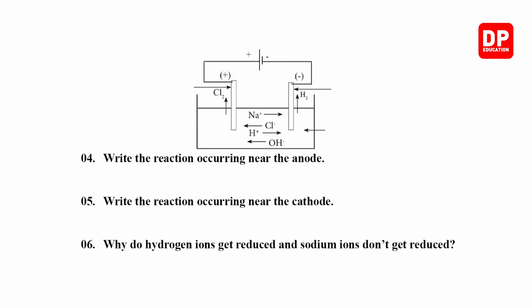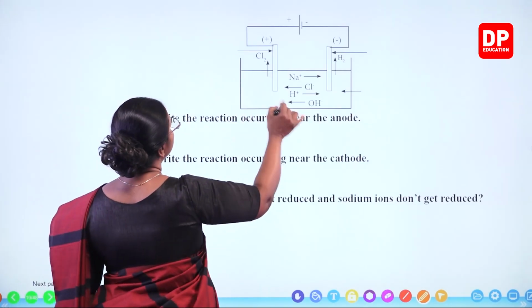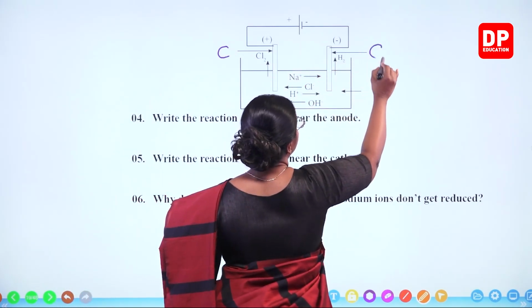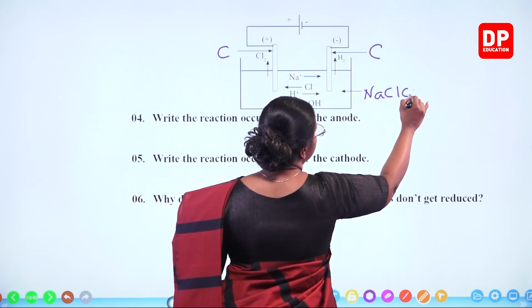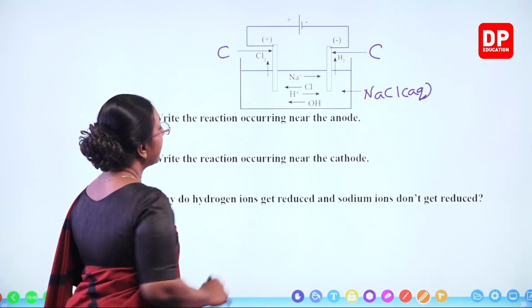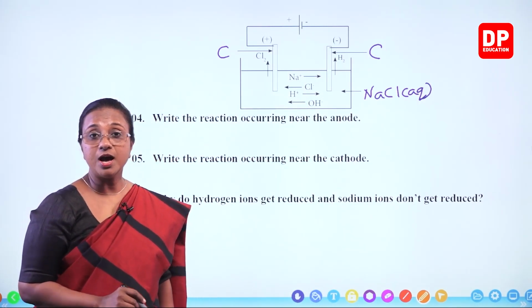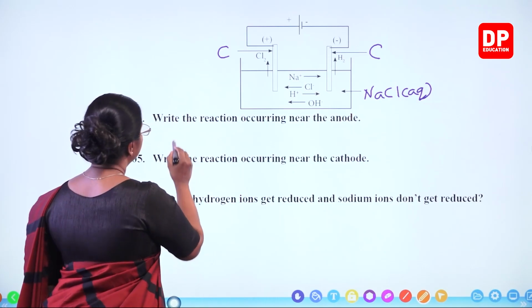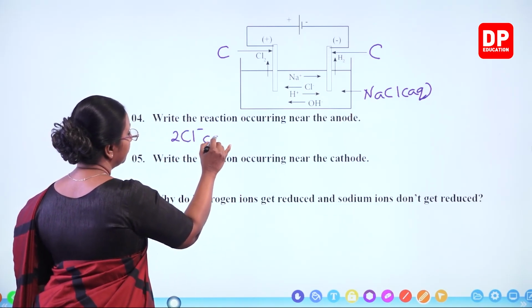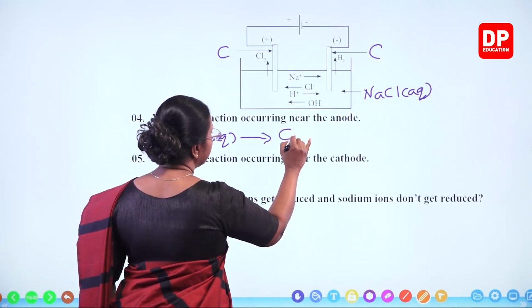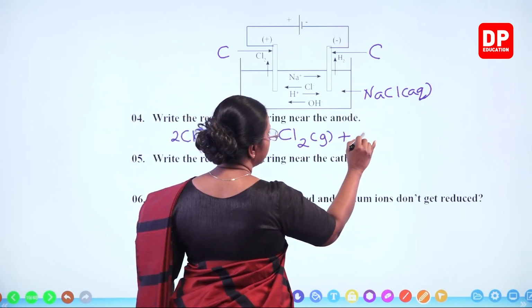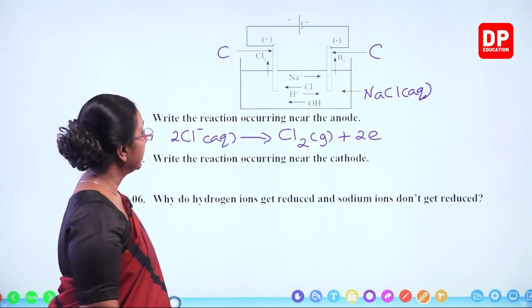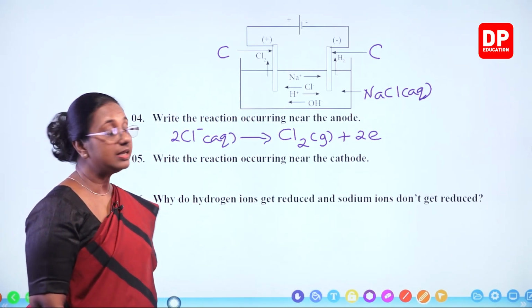Then we have the fourth part, the reaction occurring near the anode. Write the reaction occurring near the anode. Already, students, I have labeled all these for you. These are carbon electrodes and this is NaCl aqueous. The anode is where oxidation takes place. Here you can see Cl2 gas is evolved. So that is 2Cl- aqueous becoming Cl2 gas, losing 2 electrons. That is the oxidation taking place near the anode.